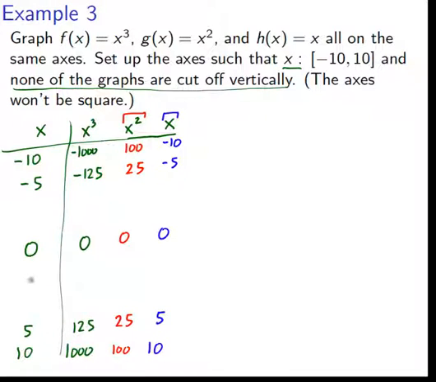And finally, at 1 and -1, -1 will go to -1, +1 will go to +1 for x cubed. For x squared, -1 will get canceled to a positive, so +1 and +1, and then -1 and +1 for x. So the thing to notice here is that when it's close to 0, they're not that different, but the farther we get from 0, the more their differences become apparent. So let's make our graph.